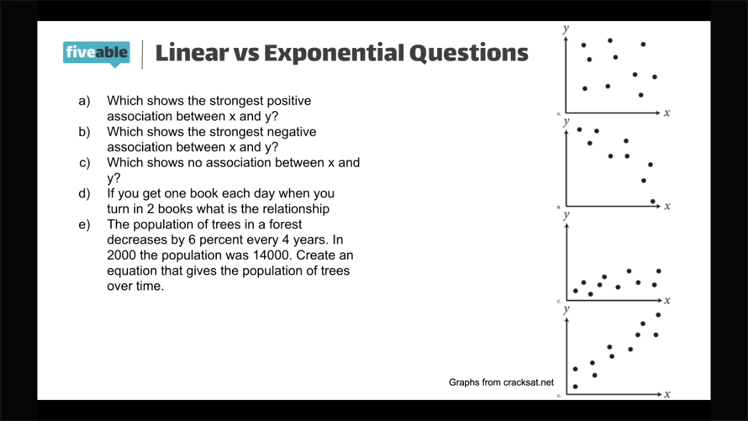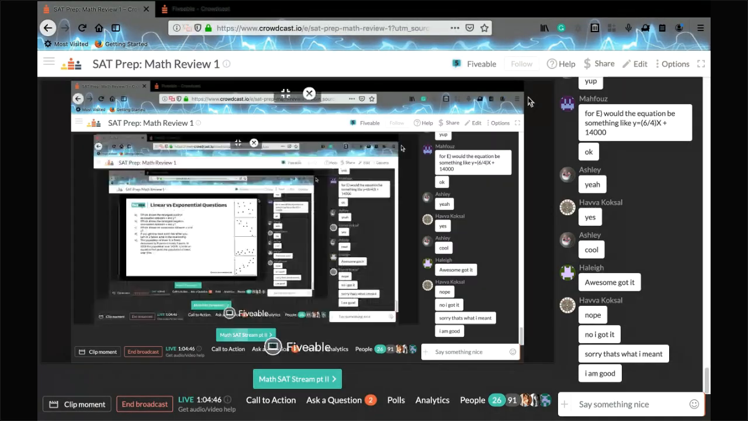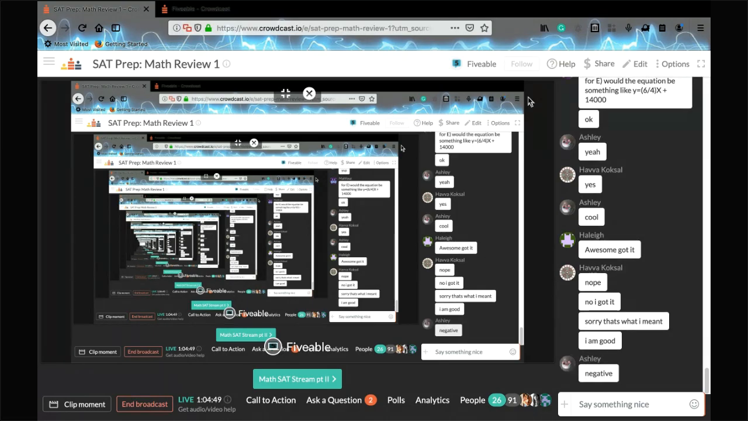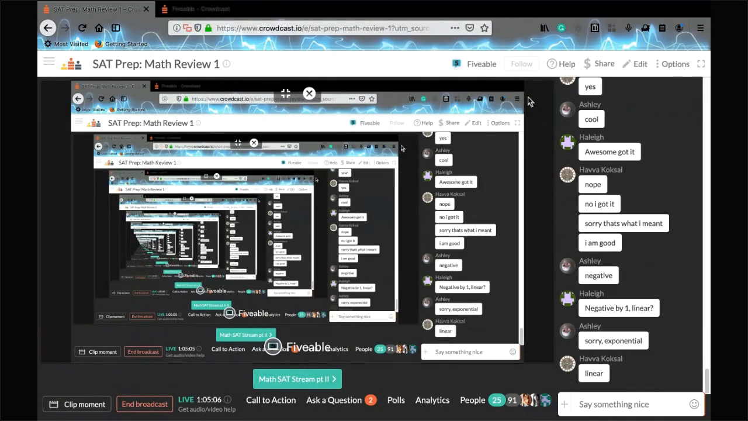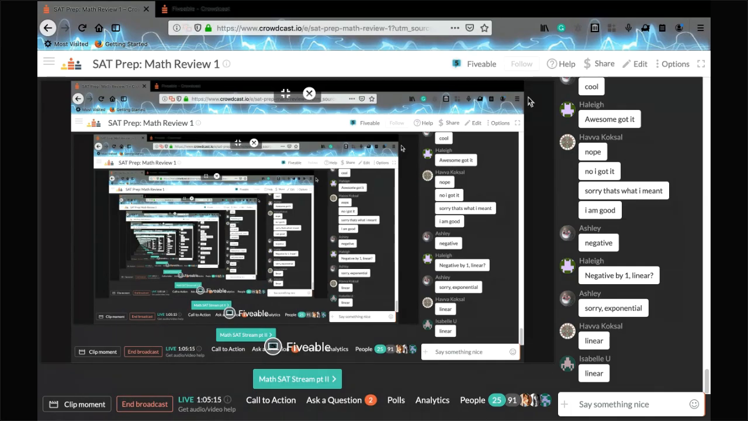What did you guys get for D? So I go to the library. Every day, I turn in 2 books, and I get 1 book back. What's the relationship here? Is it linear? Yes, that is negative. But let's think more. Is it linear or is it exponential? Correct, it's linear. It's not exponential. And this is one of those questions College Board will put in, and lots of people will get wrong because they got confused and put exponential.